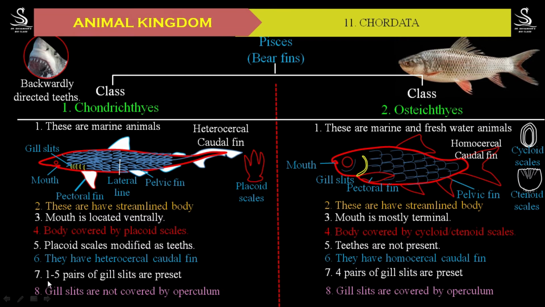Seventh point we have understood, Chondrichthyes fishes have 5 to 7 pairs of gill slits, but Osteichthyes fishes have 4 pairs of gill slits, and these are not covered by operculum in Chondrichthyes. Gill slits are covered by operculum in Osteichthyes. Some more other characteristics difference between the Chondrichthyes and Osteichthyes we will understand in the next slide.